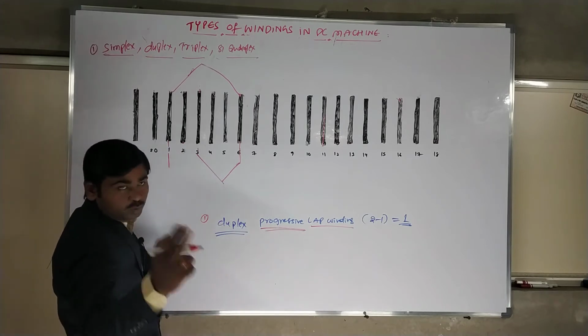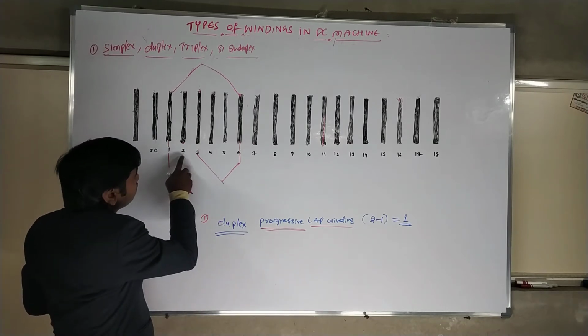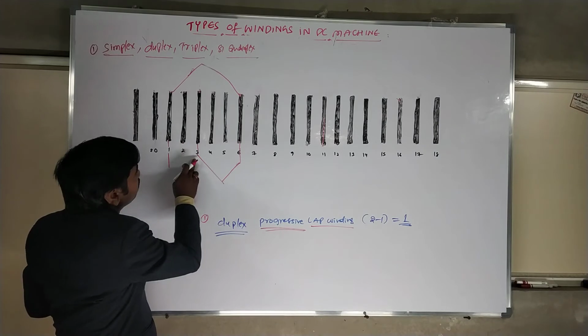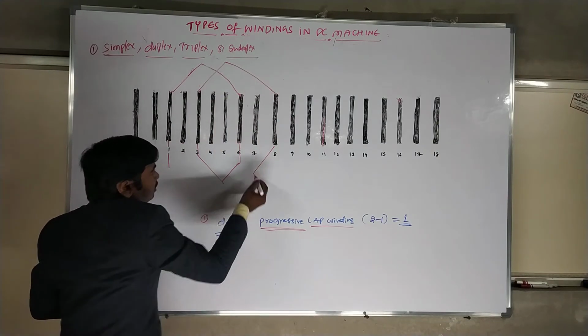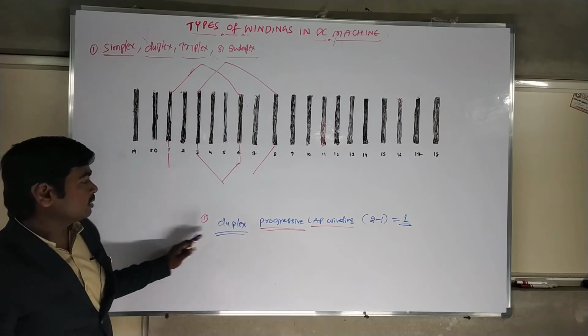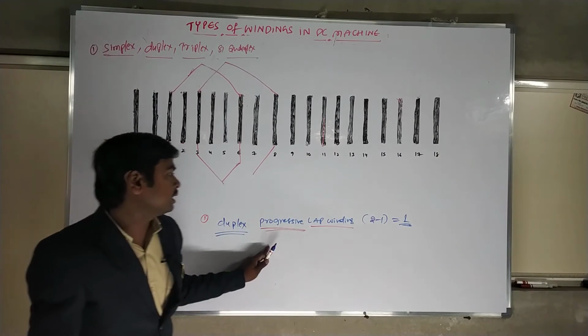you connect. Duplex means 2. After the first slot, it is not the next slot; the second slot is going to connect. Then go like this. This type of winding is called a duplex progressive lap winding.